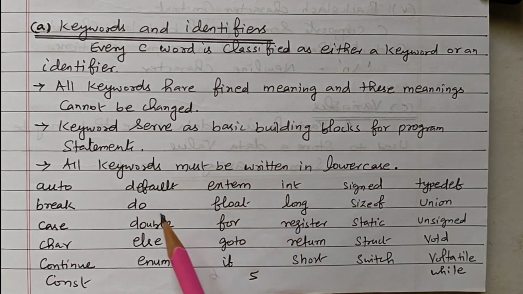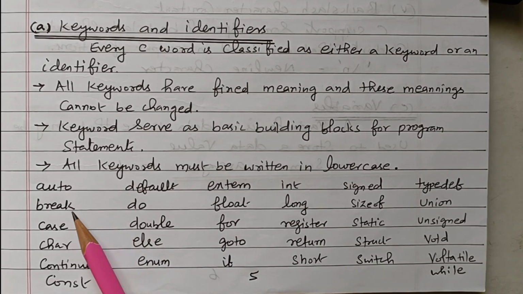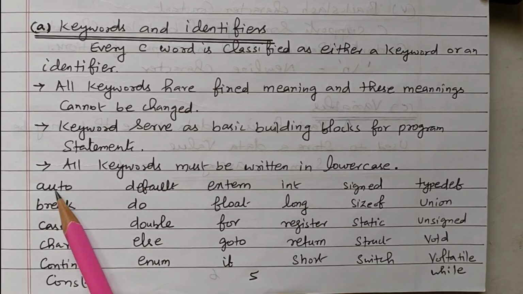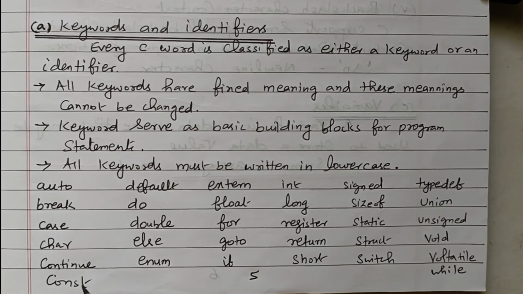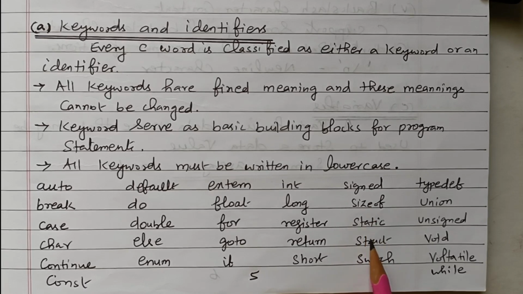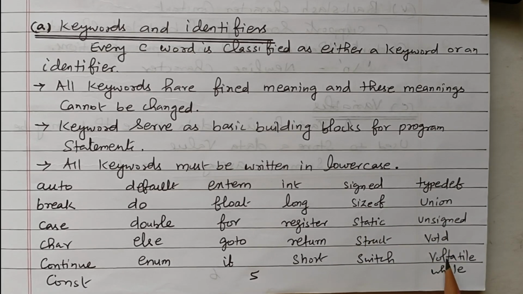Let's see these keywords one by one. What are the keywords? auto, break. They have the meaning in the name itself. Auto means automatic. Break means it will break the statement. Case, char, continue, const, default, do, double, else, enum, extern, float, for, goto, if, int, long, register, return, short, signed, sizeof, static, struct, switch, typedef, union, unsigned, void, volatile, while.